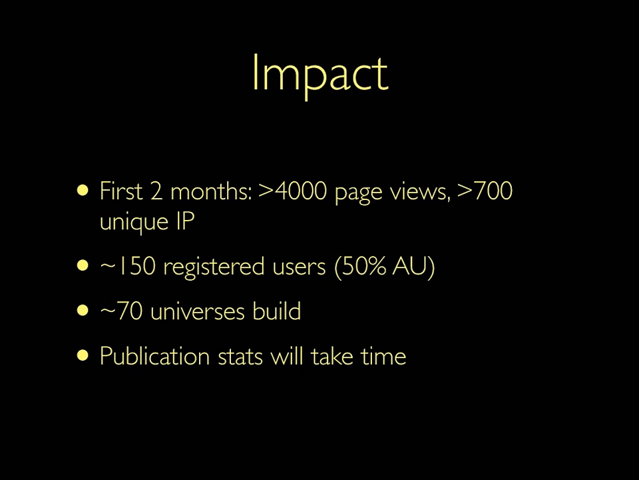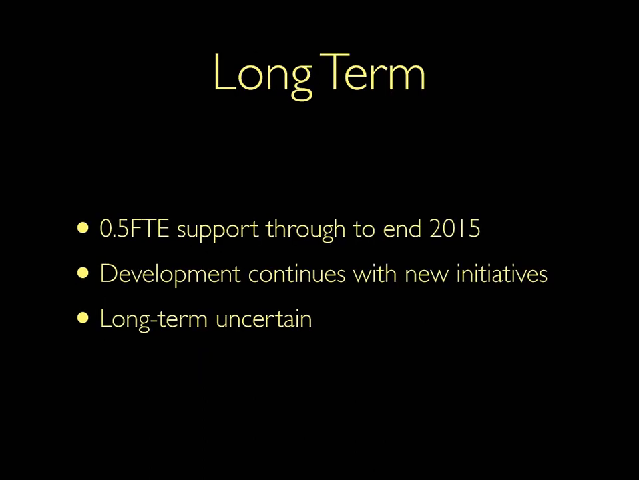So impact: in the first 2 months, 4,000 page views, 700 unique IPs, 150 registered users from the international astronomy community, but predominantly Australian, or at least roughly half Australian. 70 universes were built in those first couple of months. Hopefully these will go into publications, but that takes time, many months, sometimes years to write a paper.